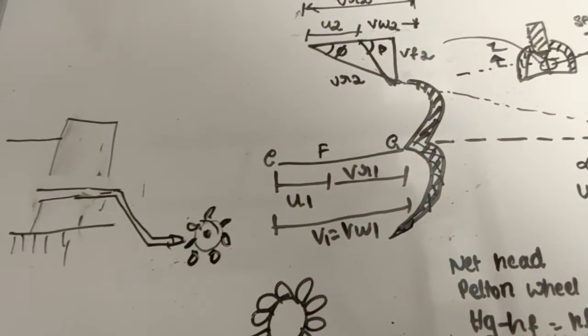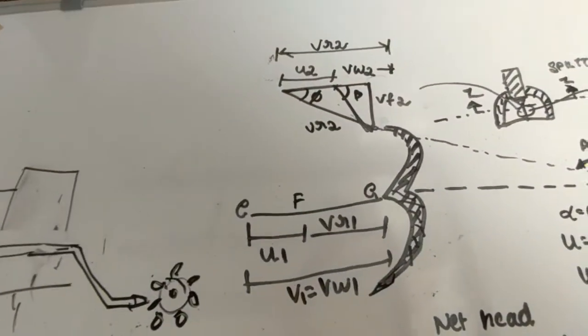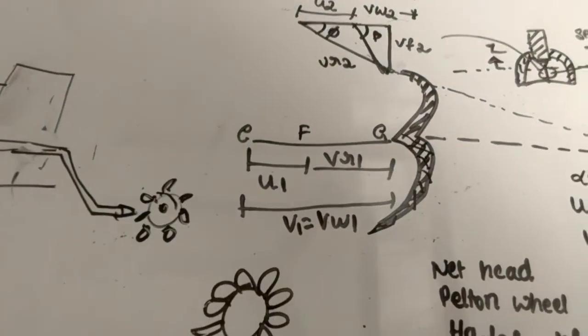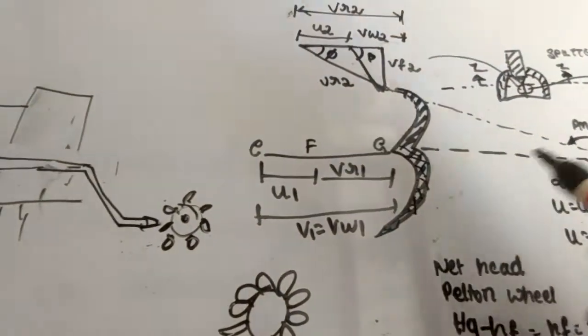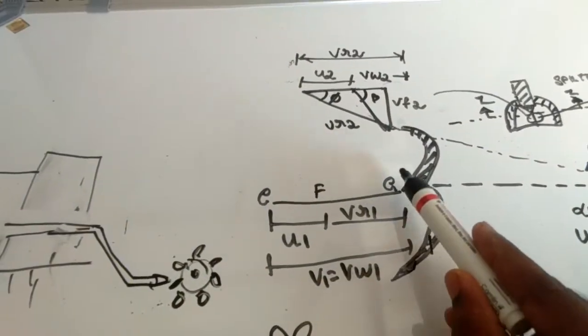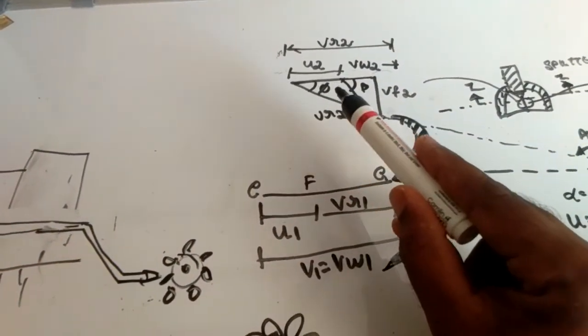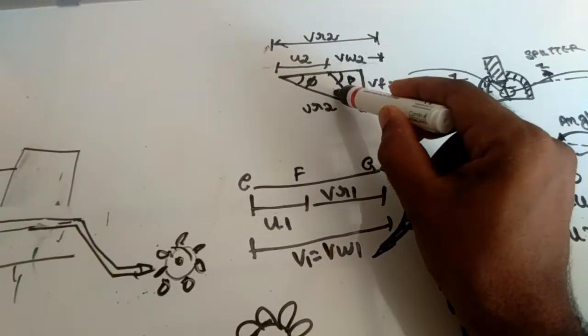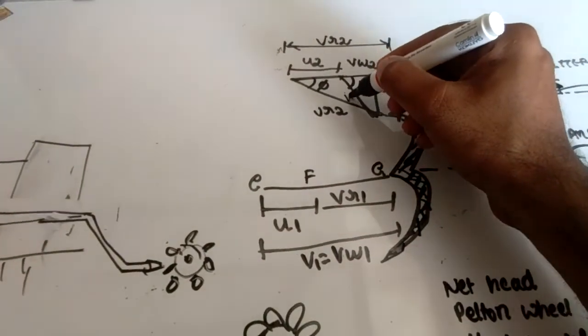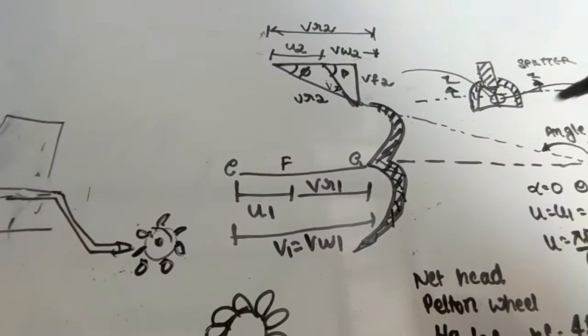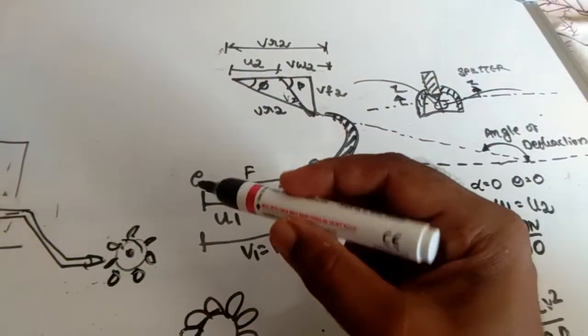Water strikes the bucket, and here I will explain how it is attacking. When it strikes, after it strikes, the water comes out with v2 velocity. So this is what we call the Pelton wheel.